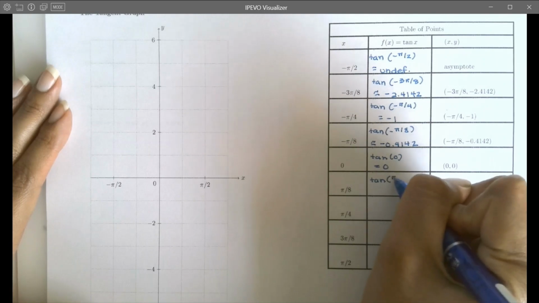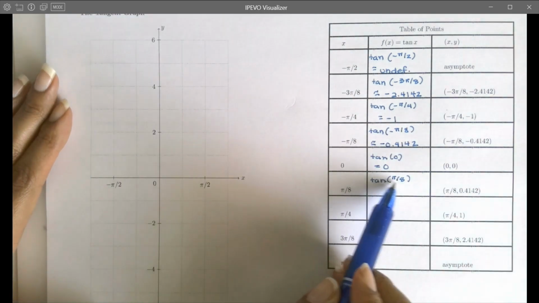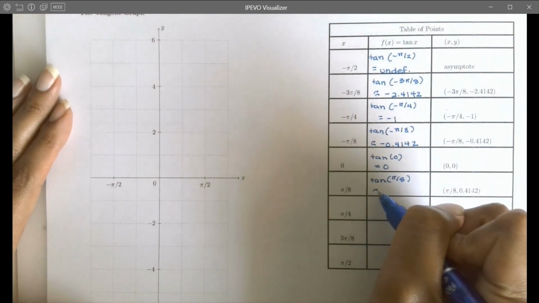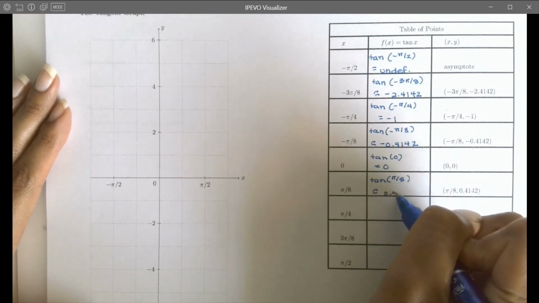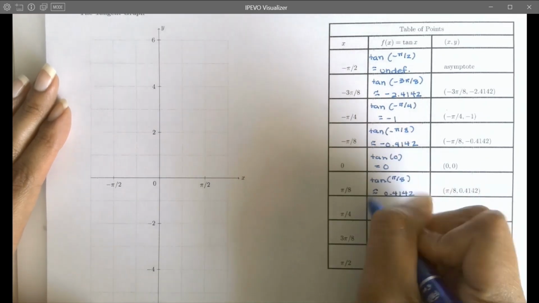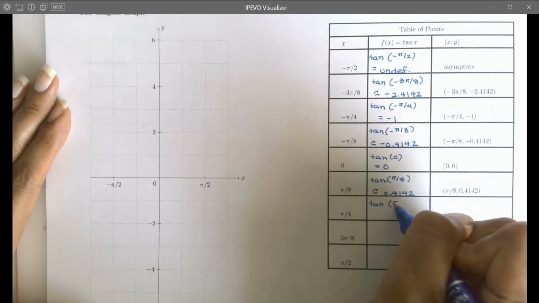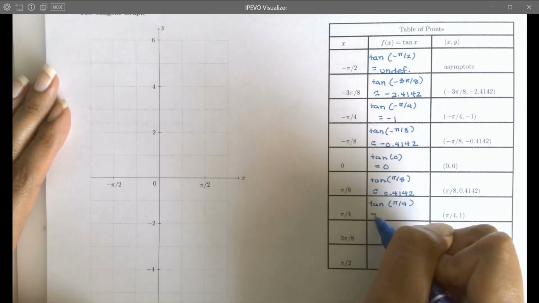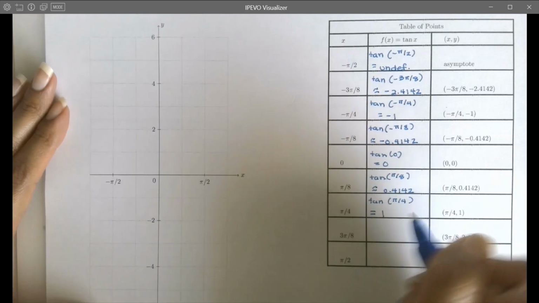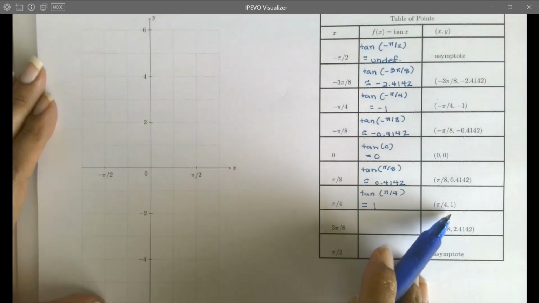I'm just going to write tan of pi over 8. You want to verify that that's going to give you approximately 0.4142. Tangent of pi over 4: use the unit circle or calculator to help you verify that it gives you a y value of 1.